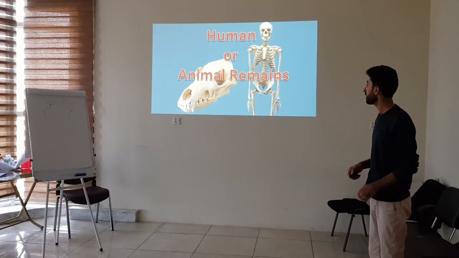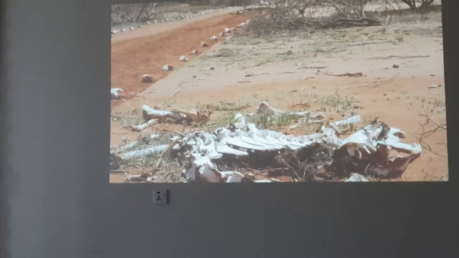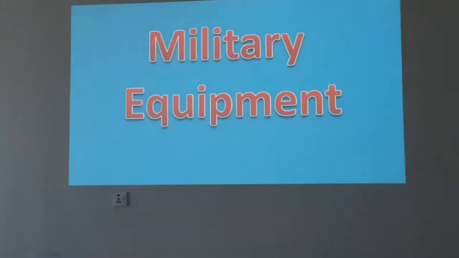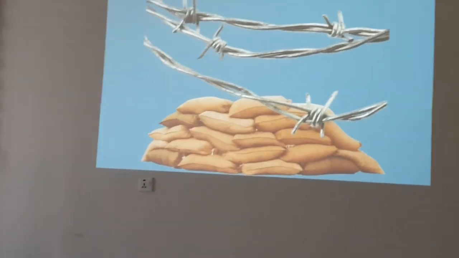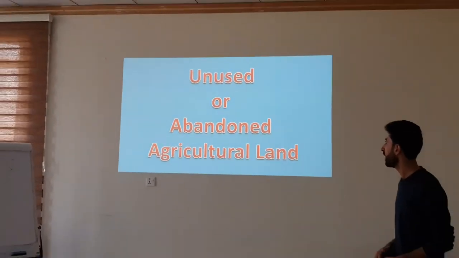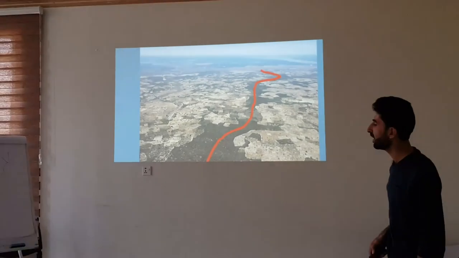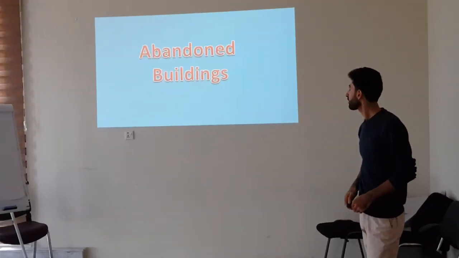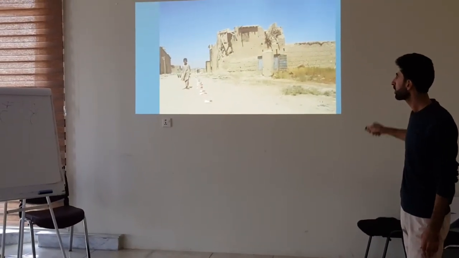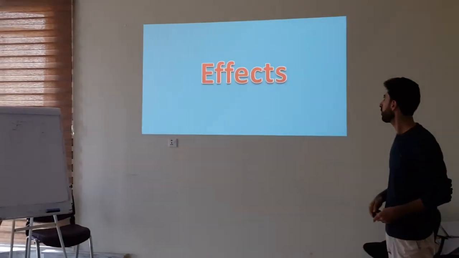Human or animal remains like that indicate there is a mine, or you need to suspect that there is a mine if you see any of those signs. Military equipment, we have a lot of this here in Iraq. We have to avoid those areas, or unused or abandoned agriculture like this. You don't know what is between those trees, so you need to avoid it. Abandoned buildings. We also have a lot of buildings here collapsed due to the war.